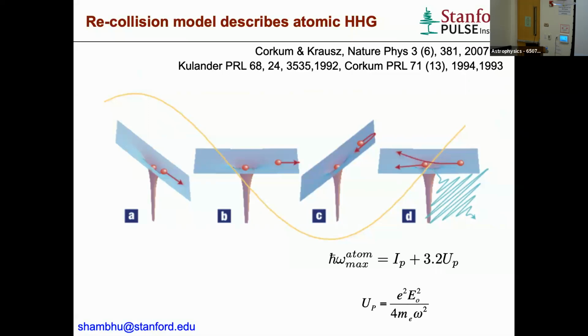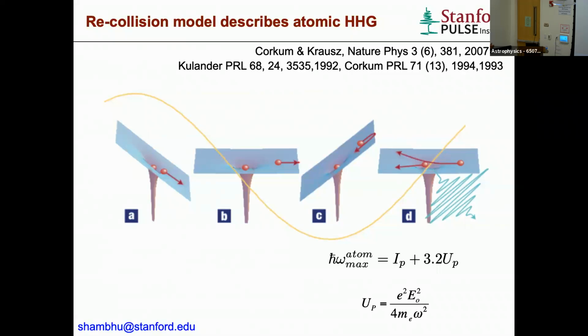Okay, and there is a maximum amount of photon energy that you could expect, which is given by this very simple relation, essentially telling you that the ponderomotive energy, the free electron cycle-average energy of the electron in the laser field, is essentially what gives you the upper limit in the high energy photon.